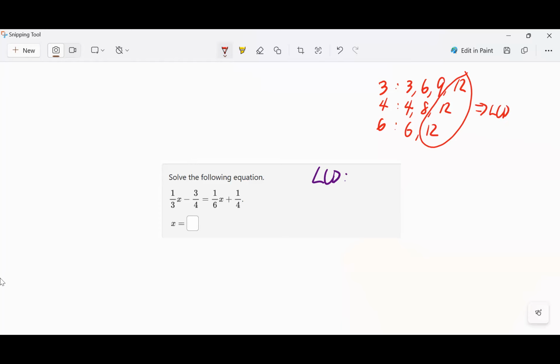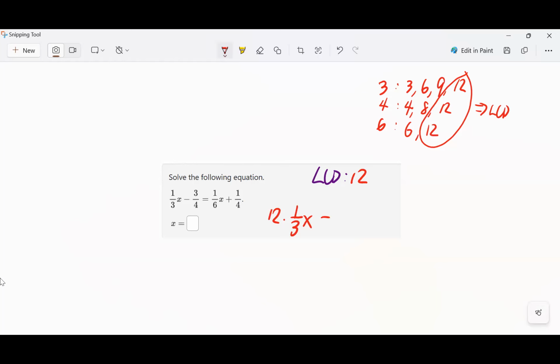This is another way of looking at an LCD, right? To get all the common multiples, and then the smallest value we are reaching for all three groups. And that's going to be the LCD we are using. So the LCD is 12. And once we know the LCD, then we're going to multiply every single term by the LCD.